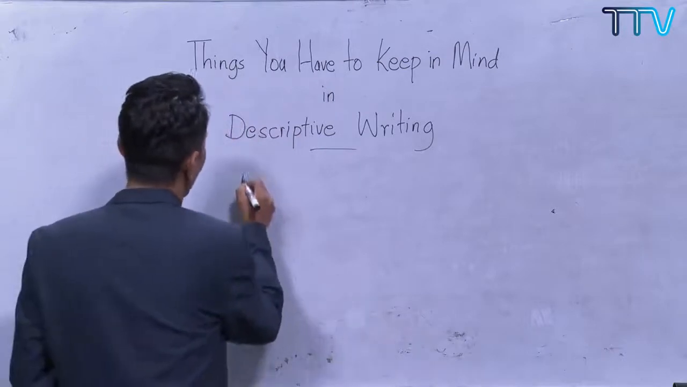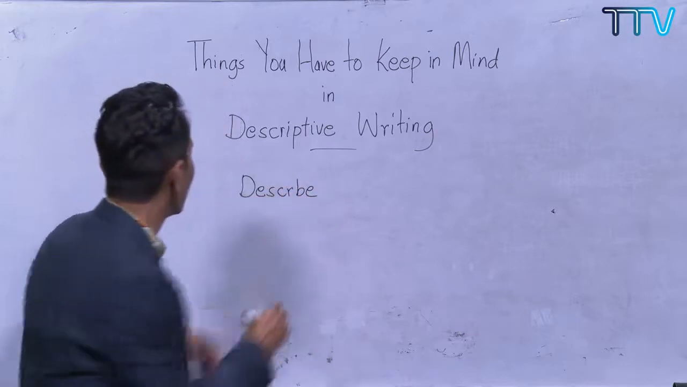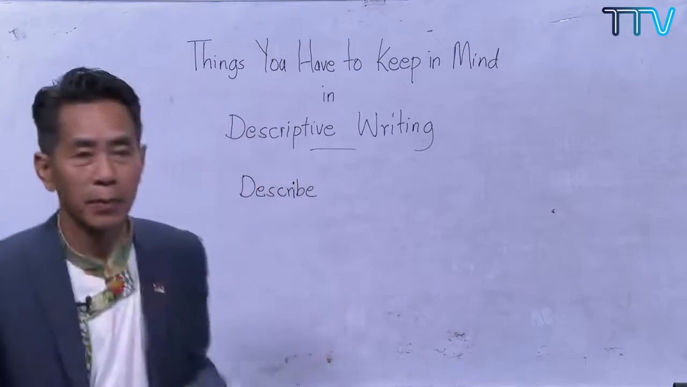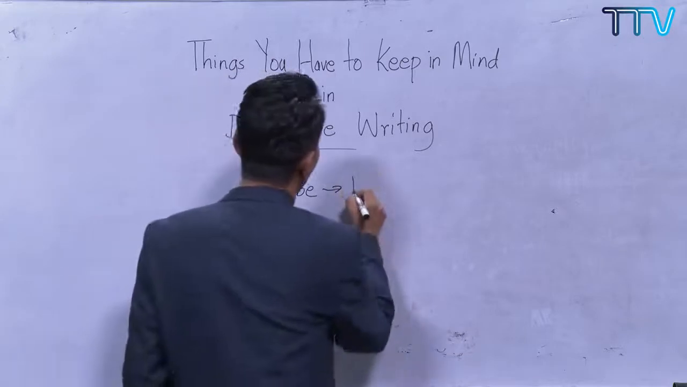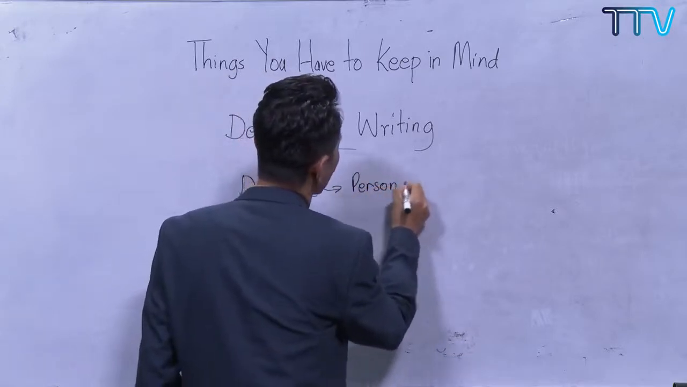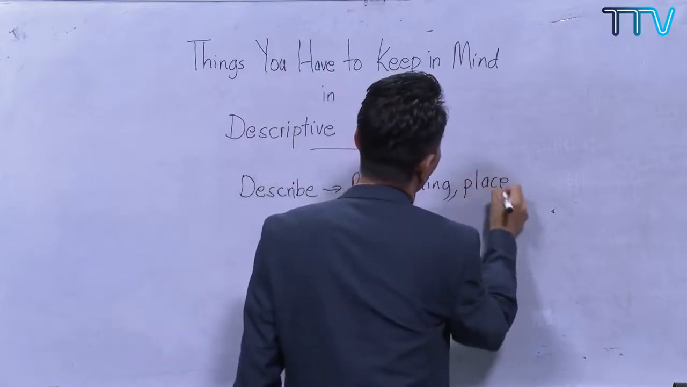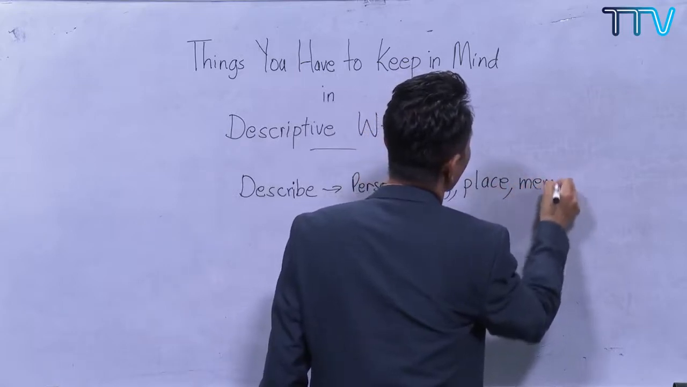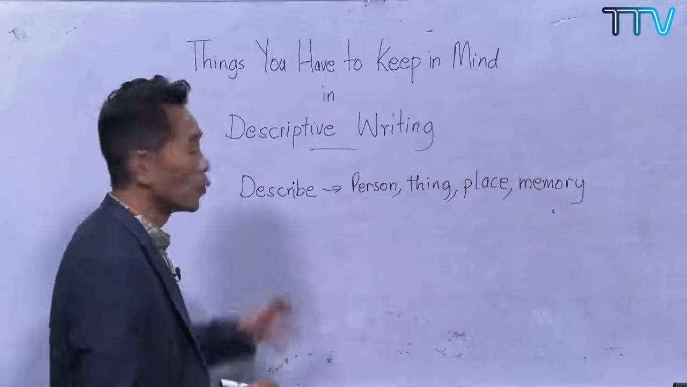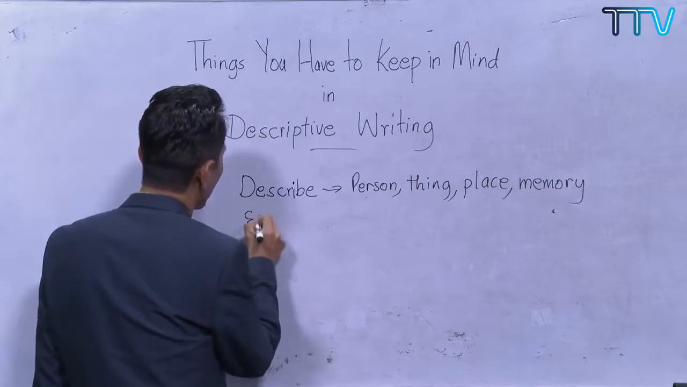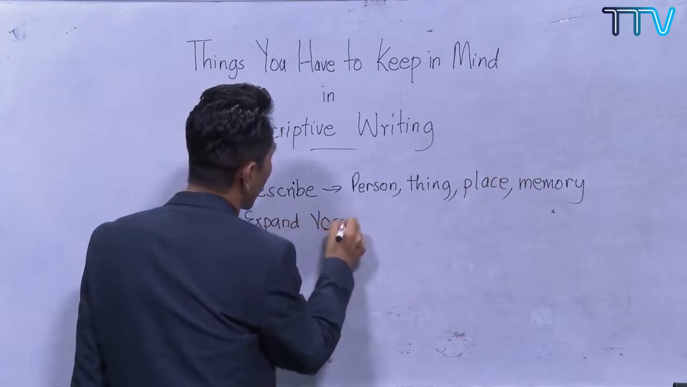Now, since we are describing, okay, we describe. In the descriptive writing, basically we describe. What are we describing? We are describing a person, a thing, a place, or a memory. So I told you, when you are describing all these things, it's important for you to expand your vocabulary.